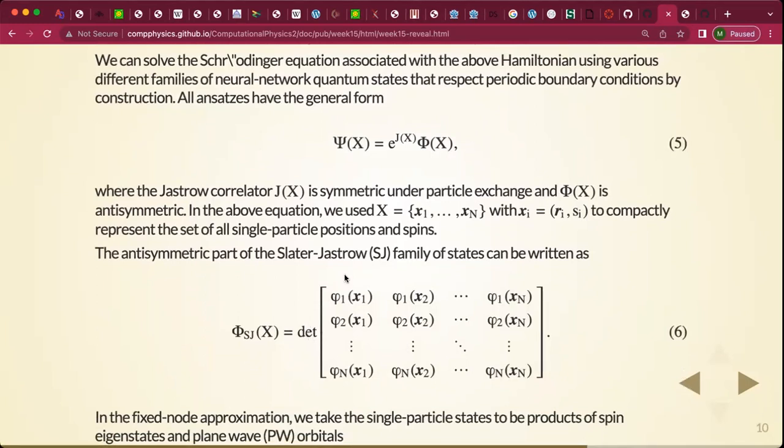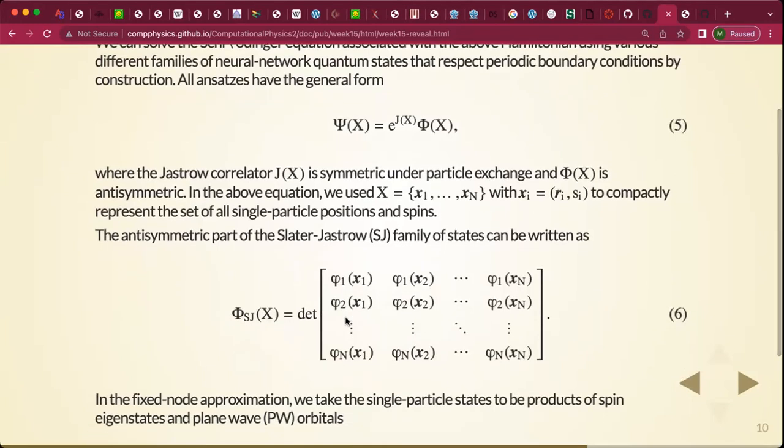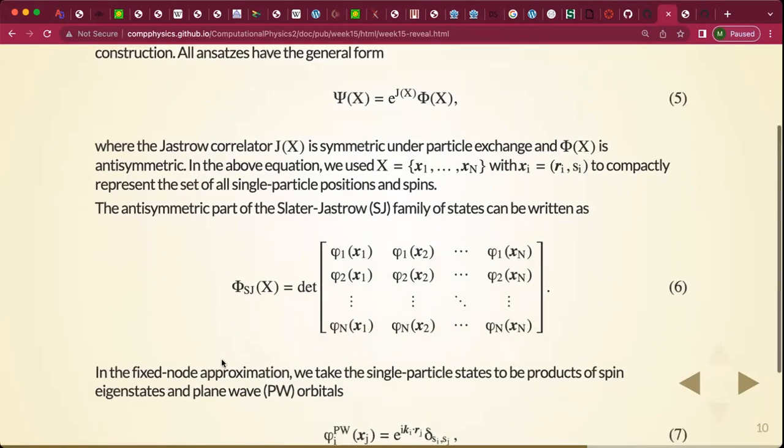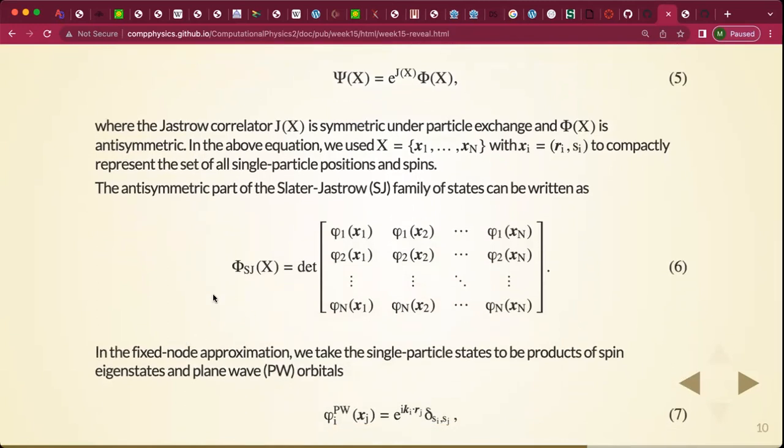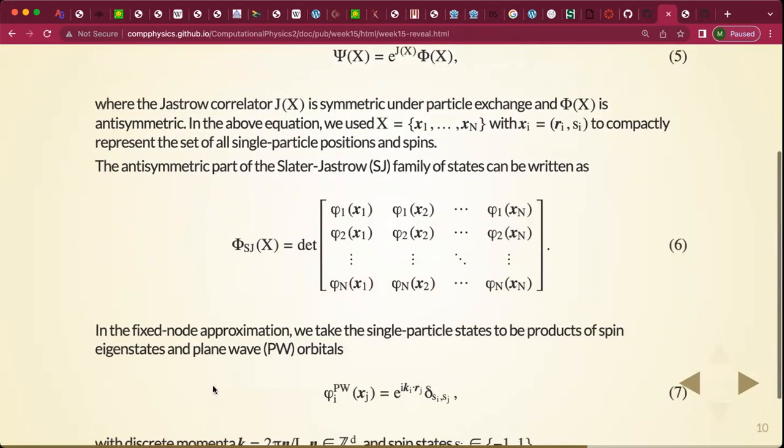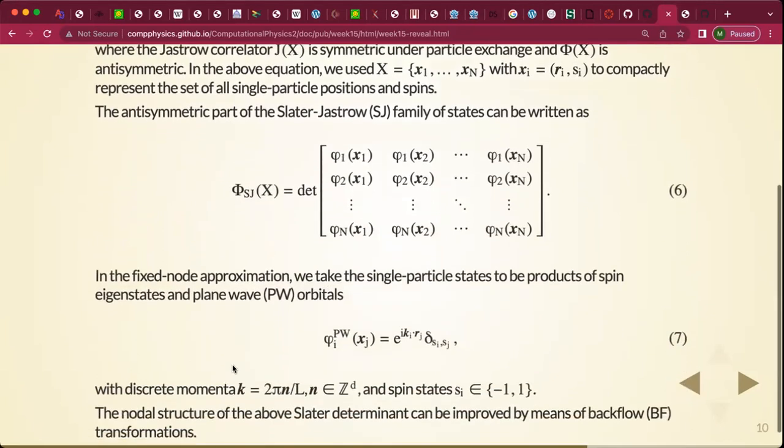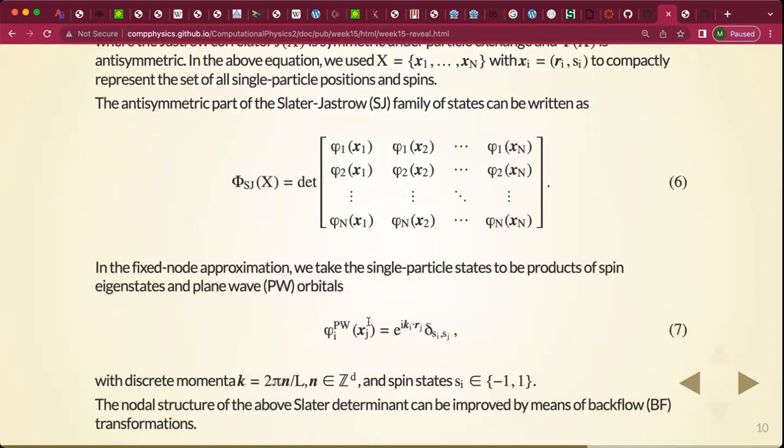the determinant and where you have chosen a set of single particle states, like we did in project number 1, except that then we studied a system of bosons only, and we didn't need to take into account the anti-symmetry of the wave function. So in the fixed node approximation, which is pretty common, you actually fix the node of the particles, then you could take the single particle states to be products of spin eigenstates and plane wave orbitals.